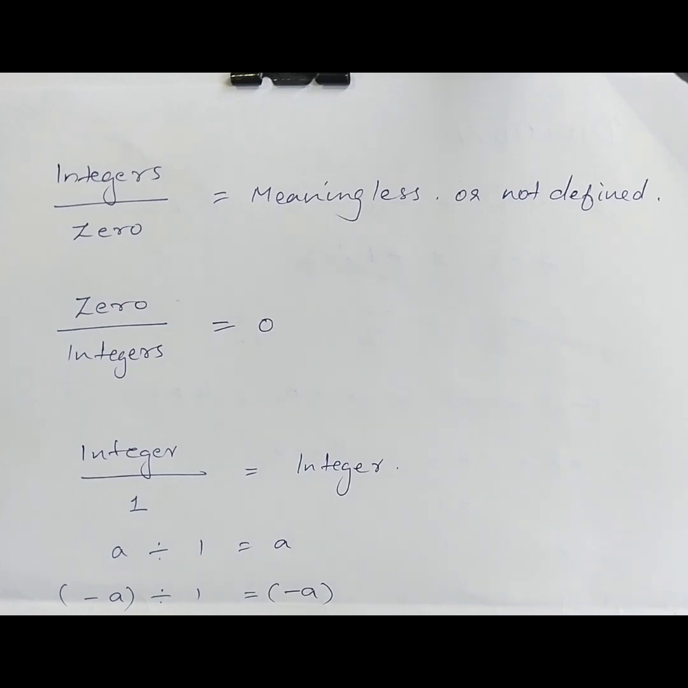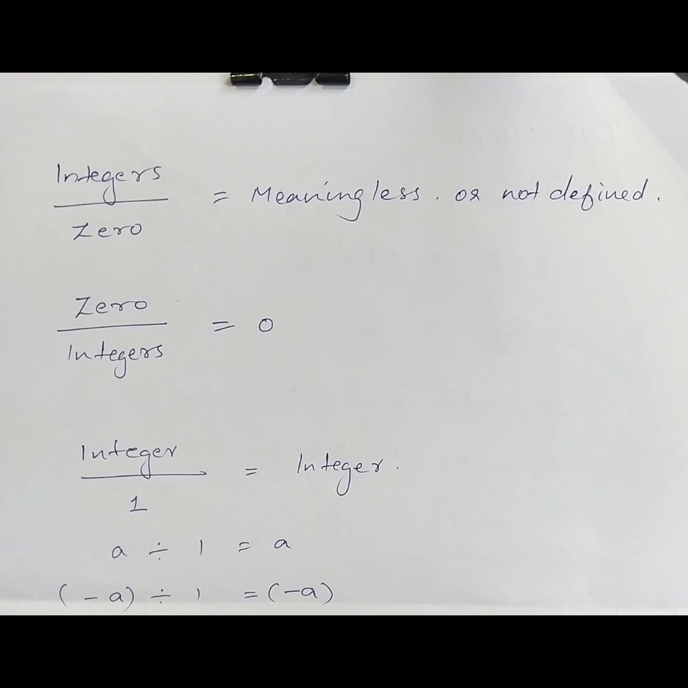Next, we are going to see the division of integers by 0. Like whole numbers, any integer divided by 0 is meaningless or not defined. We will not get the answer if an integer or whole number is divided by 0. If 0 is divided by an integer, we will get the answer as 0.